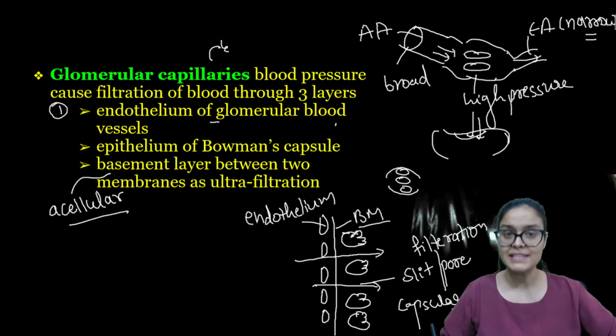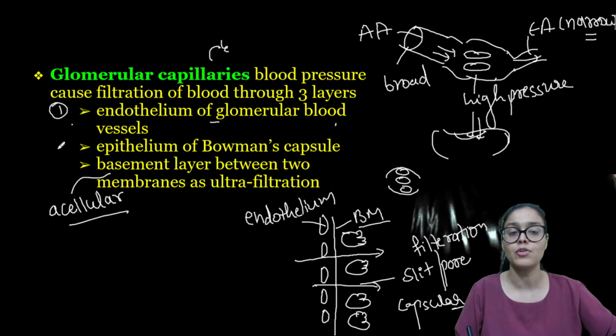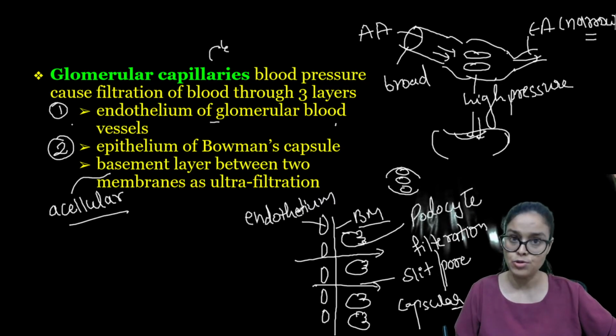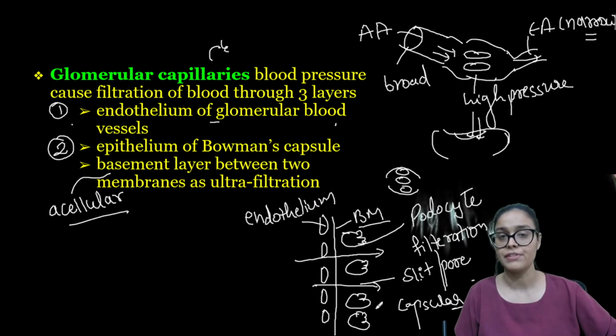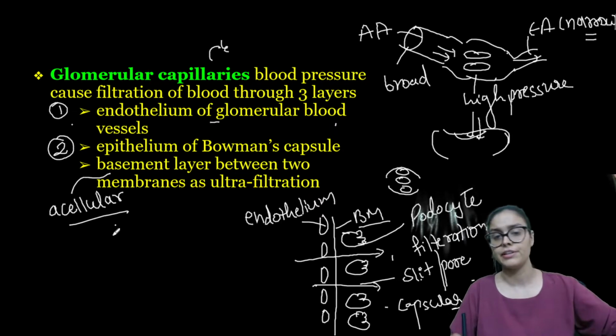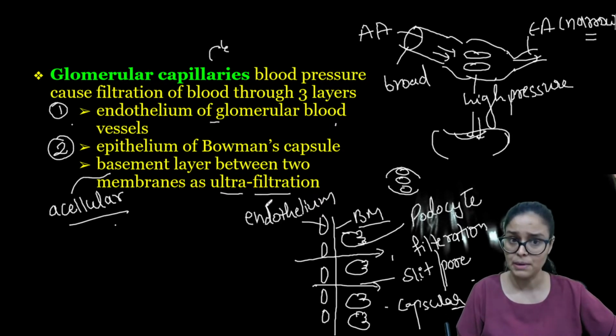So obviously the filtration membrane is made up of 3 layers. One is the endothelium of the glomerulus blood vessel. Then the modified squamous epithelium of the Bowman's capsule, known as podocyte, which has the filtration slit, through which things are filtered out from the blood and come here. Here the glomerular filtrate will be collected, right? And the basement membrane is there, which is an acellular layer. Total 3 layers help in ultrafiltration, meaning fine filtration of the blood, right?